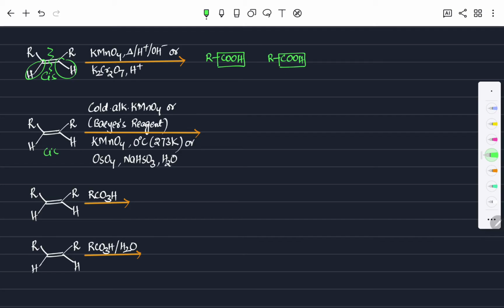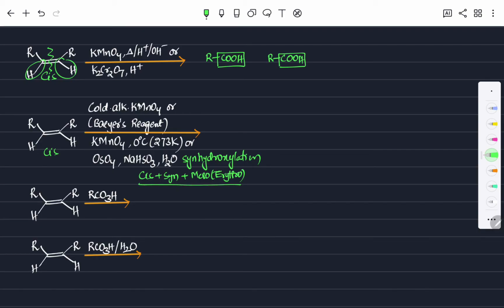Next, cis alkene treated with cold alkaline KMnO4, the reagent being KMnO4 at 0 degrees Celsius, cold KMnO4, osmium tetroxide, sodium bisulfite, water. This reaction is an example of syn hydroxylation. It is a cis compound, syn hydroxylation. We get meso type of compound, or erythro type of compound.